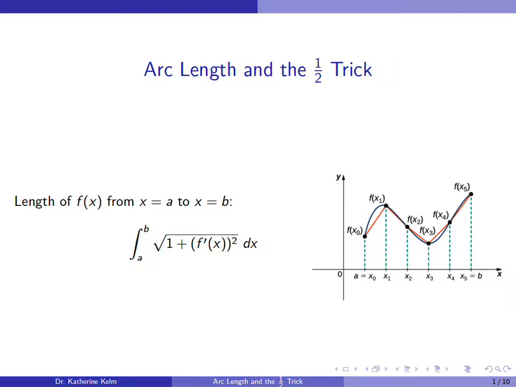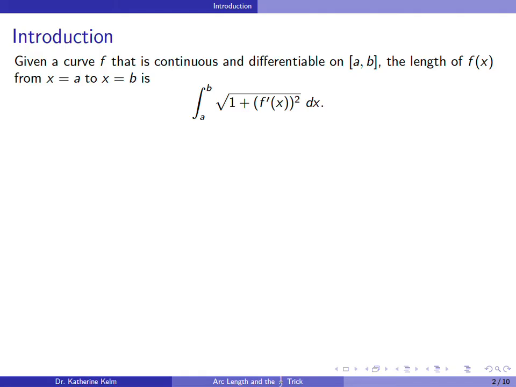This video is about arc length and the 1/2 trick. Recall that given a curve f that is continuous and differentiable on an interval [a, b], the length of f of x from x equals a to x equals b is the integral from a to b of the square root of the quantity 1 plus f prime of x all squared dx.